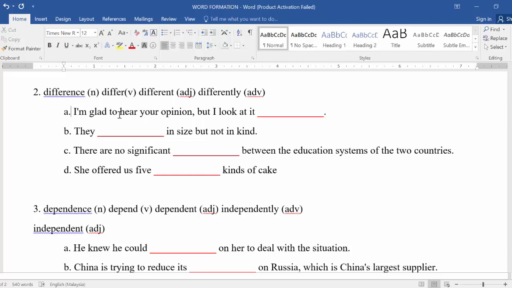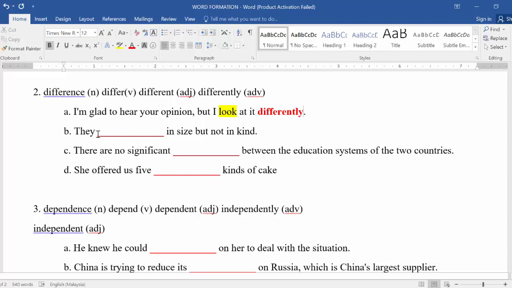I'm glad to hear your opinion, but I look at it what? Okay, your keyword here is look. Look is a verb, so this word should be describing the verb. Your answer should be differently. Okay, differently, an adverb, tends to appear at the end of a sentence. Okay, sometimes. So yeah, your keyword is look. Differently describes look, this action.